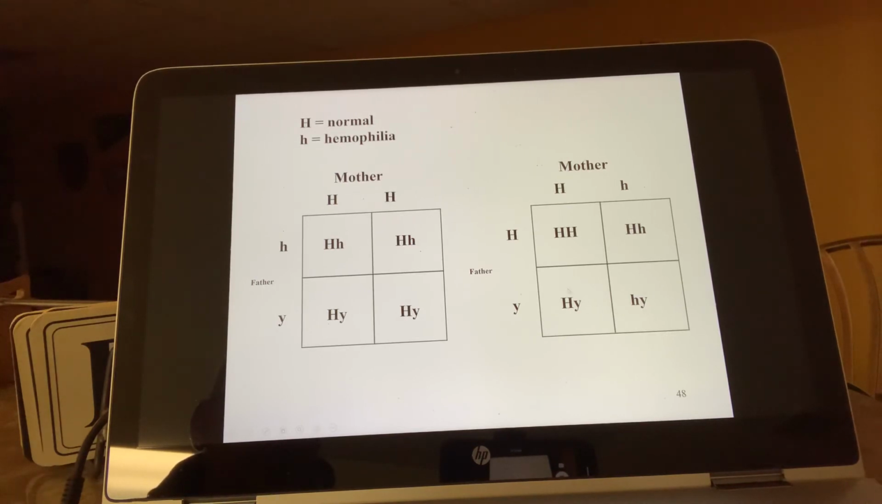These are their sons. Of their sons, one half, or one of the two boxes, 50% of their sons are going to be normal. The other 50% of their sons are going to be hemophiliacs.